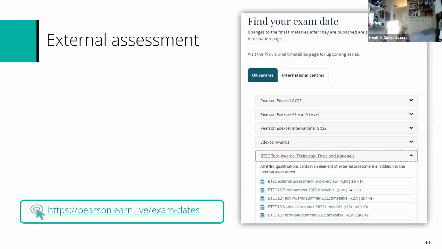So, internal assessment. Find your exam date. Changes to the final timetables are made after they're published and they're summarized in our information page. So dates could change for all sorts of reasons, including the regulators saying that they're too early or something like that.